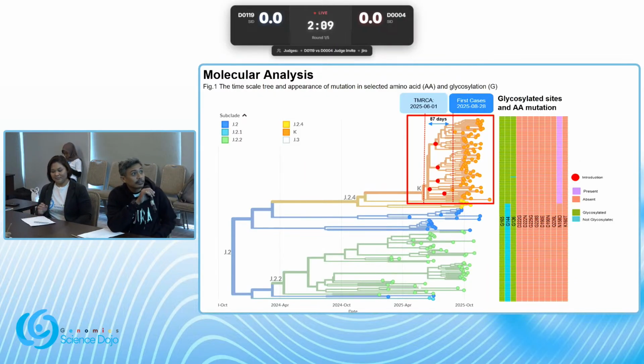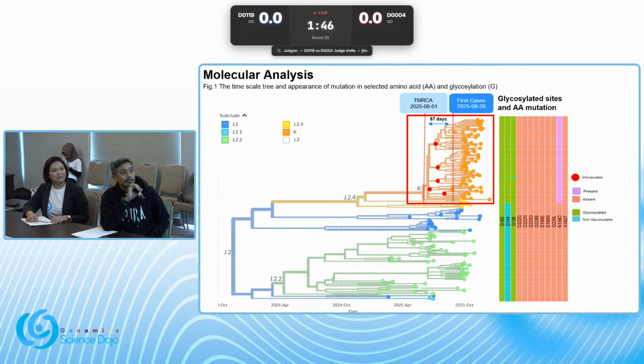So this is the result. On the left side is the phylogenetic timescale tree. In the box you can see subclade K, and the red dot is the TMRCA, or the possible entrance of the virus into Indonesia. It's about June 25, and the first cases were reported by the Ministry of Health on August 25. So we assume there's a possible 87 days of delay from the introduction to the first case. And the red dots, as you can see, are introductions, so it's possible there were multiple introductions to Indonesia.